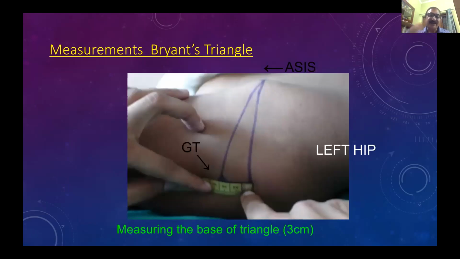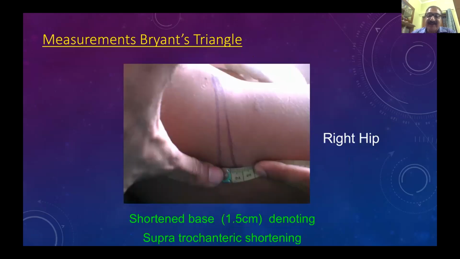a Bryant's triangle is drawn, as I've told you already, by joining 3 points: the anterior superior iliac spine, the tip of the greater trochanter, and the anterior superior iliac spine again, and a perpendicular is drawn to the bed, and then we measure all the 3 limbs. Like there is a base on the right side, you can see the shortening.